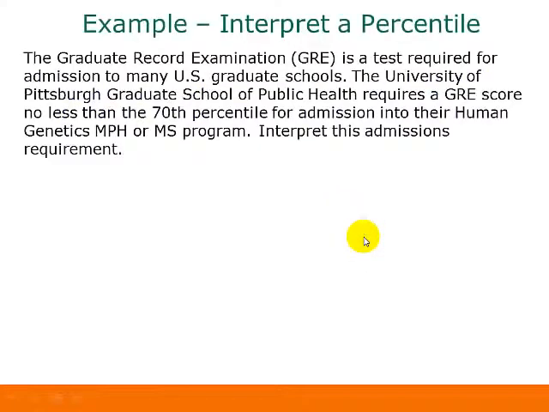Let's do an example. The GRE is a test required for admission to many U.S. graduate schools. The University of Pittsburgh Graduate School of Public Health requires a GRE score no less than the 70th percentile for admission into their human genetics, MPH, or MS program. Interpret this admissions requirement.